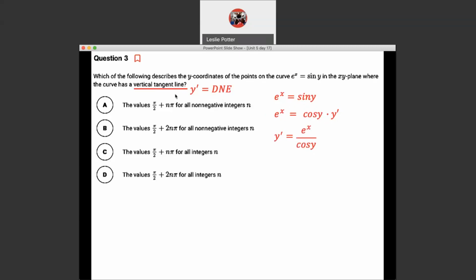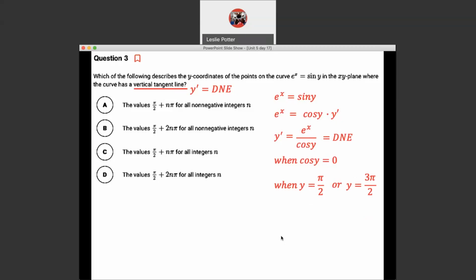So now we want vertical tangent lines, which is where the denominator is equal to 0. So we're going to set cosine y equal to 0. This rational expression doesn't exist when the bottom is equal to 0. So where's the cosine y equal to 0? Well, that happens when y is equal to pi over 2, or when y is equal to 3 pi over 2. So this is like the top of the unit circle and the bottom of the unit circle, right? That's when the cosine is 0.